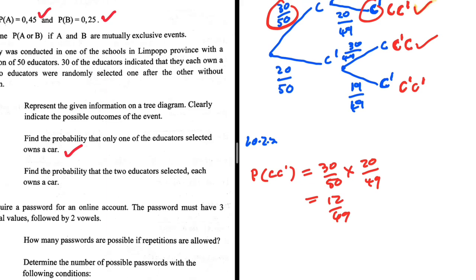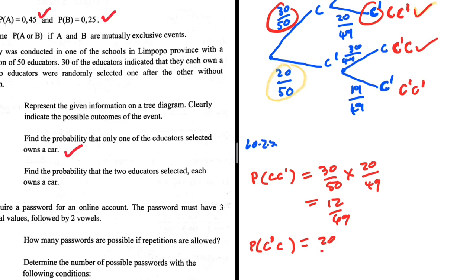But this can happen in two ways, right? The first teacher selected may not have a car, and the second teacher might have a car. So let's look at the probability of that outcome. The probability that the first teacher does not have a car is 20 over 50, multiplied by the probability of the second teacher having a car, which is 30 over 49.